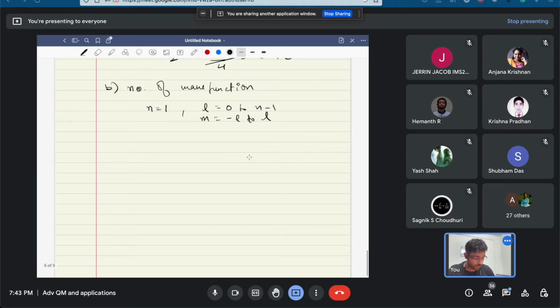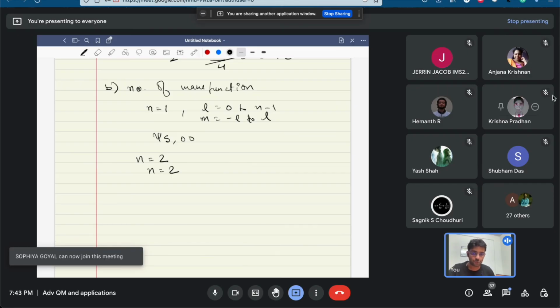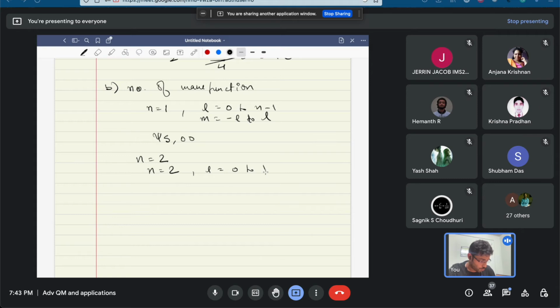So for this case, we know for the ground state there is only one possibility, that is S00, that is the wave function. But for the first excited state it goes a bit more complex, and for the second excited state, which you are going to calculate for your assignments. So in the first excited state, we have n equal to 2, and L goes from 0 to 1, and for each L we have minus L to L.